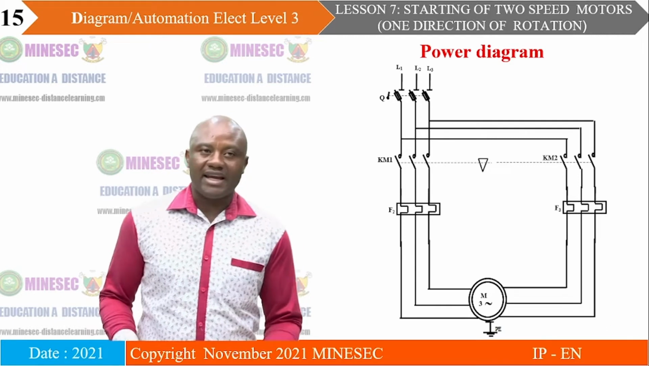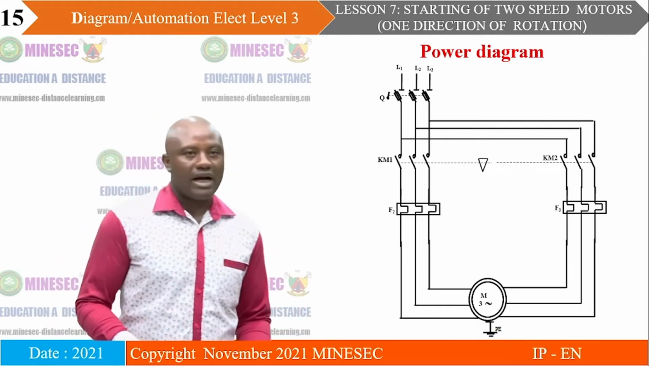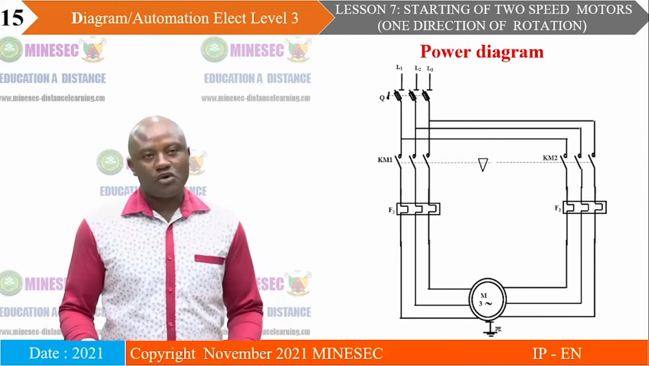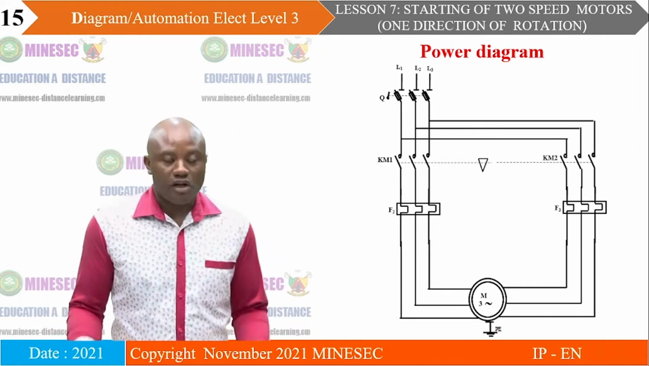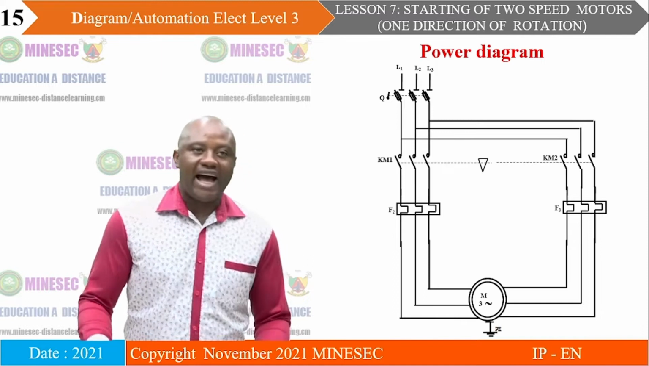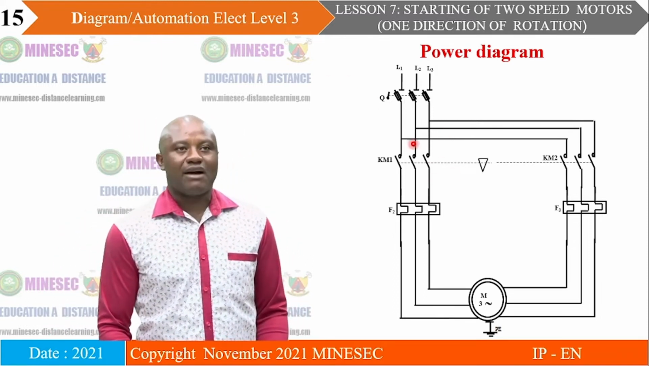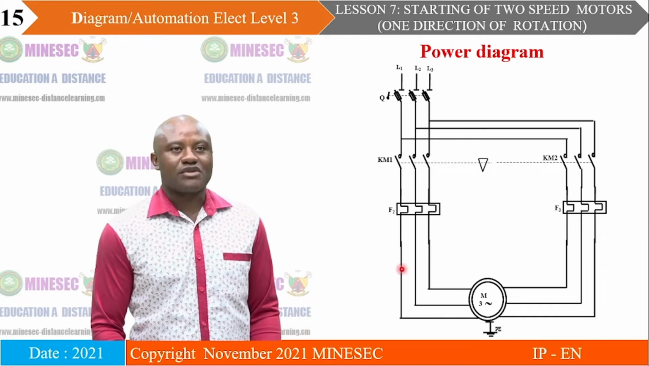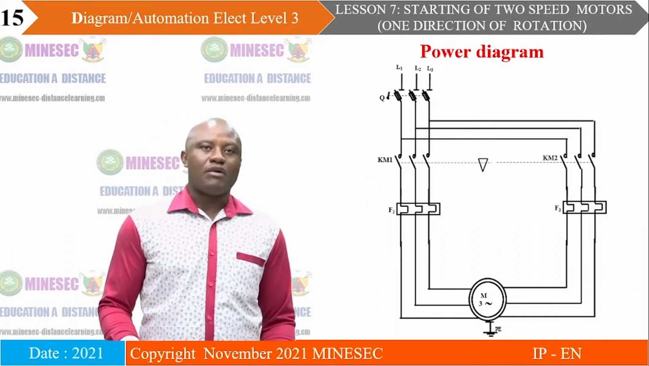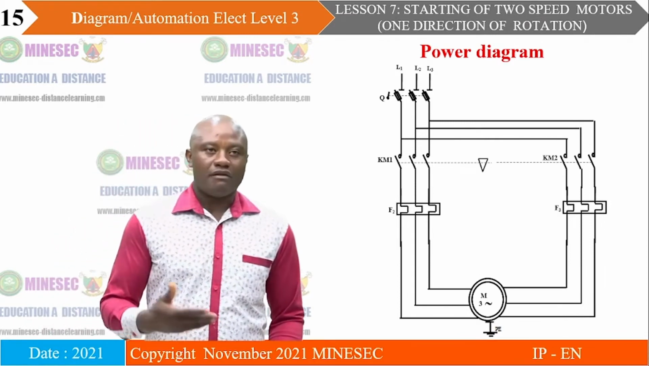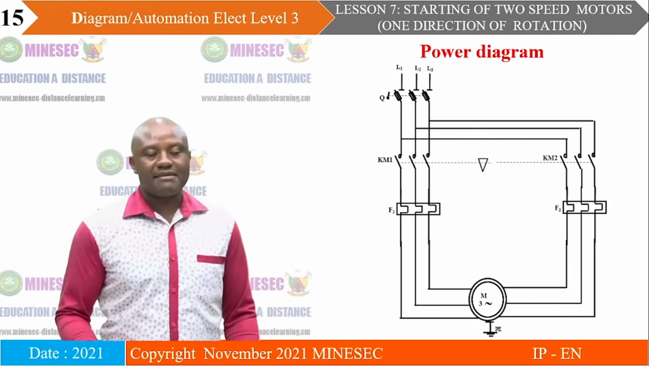The motor will work in one speed or the other speed, but the motor cannot work with both speeds. So one motor cannot be working simultaneously in high speed and low speed. Firstly, we can decide to start our motor in low speed, or, for example when we are drilling, we can decide to start with high speed. So it depends on the operator, the person manipulating.